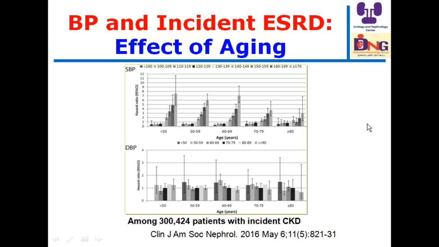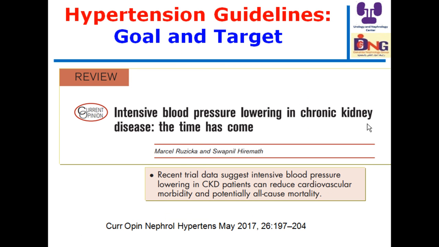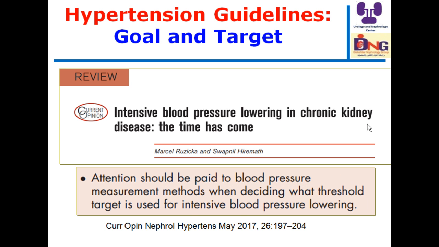Again, intensive blood pressure and chronic kidney disease. Recent trial data suggest that intensive blood pressure lowering in chronic kidney disease can reduce cardiovascular morbidity and potentially mortality. As I mentioned, we should focus on the proper way of blood pressure recording and proper monitoring of our patients. Attention should be paid to blood pressure measurement when deciding what threshold target is used for intensive blood pressure lowering in non-diabetic chronic kidney disease.